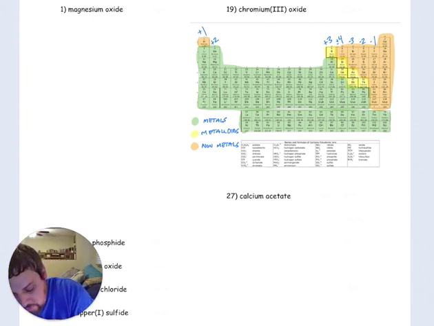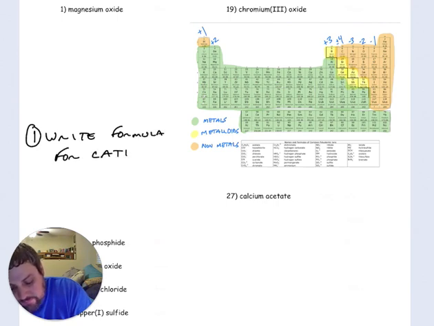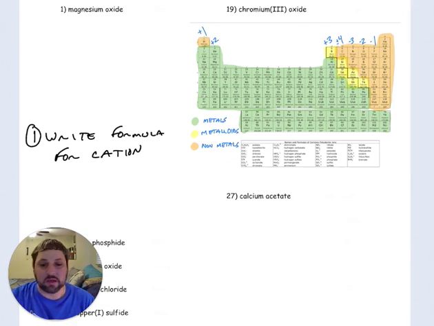So step number 1, we are going to write the formula for the cation. Okay, and this is going to be the same regardless of what type of compound it is, just where we're getting those numbers might change.